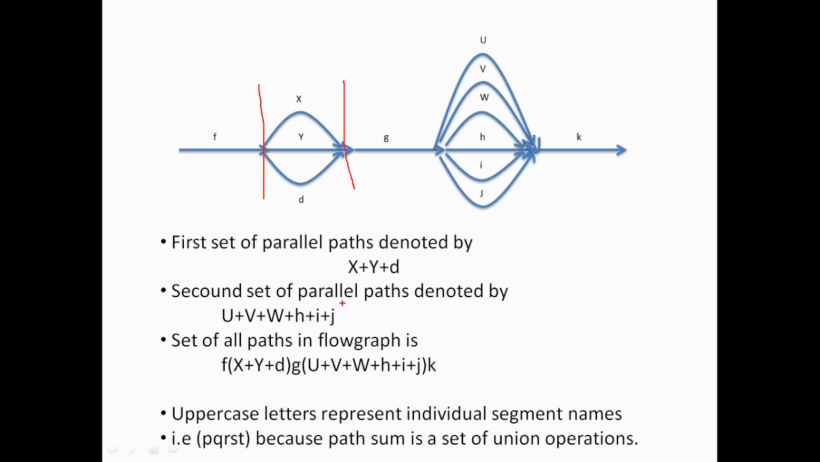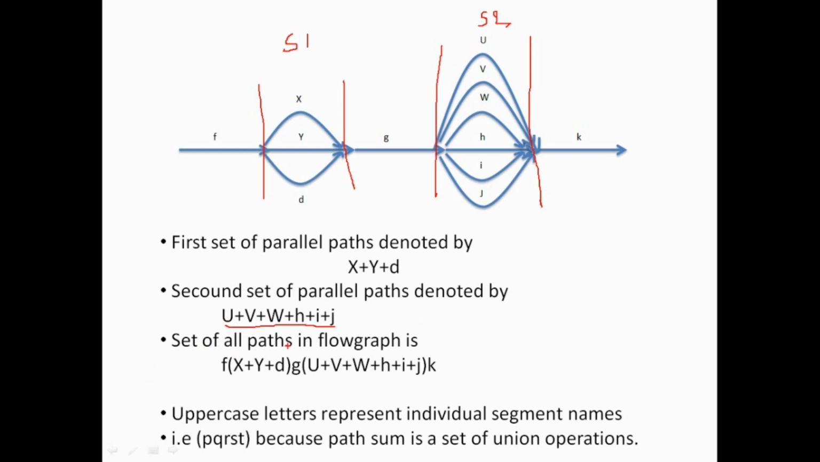Next, the second set of parallel paths. So this is the first set, and this is the second set. This parallel path can be represented with u plus v plus w plus h plus i plus j. So we are adding these links.